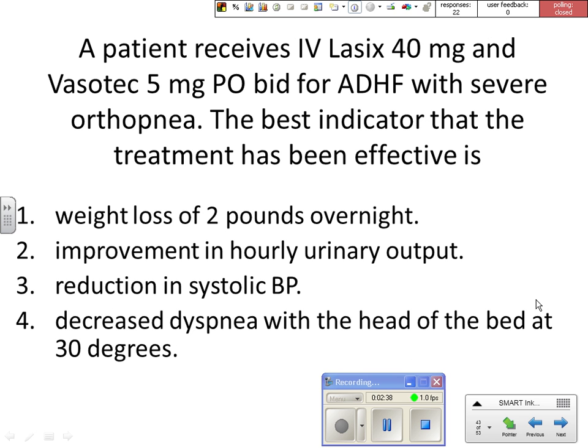Patient receives IV Lasix 40 milligrams and Vasotec 5 milligrams PO BID for ADHF with severe orthopnea. The best indicator the treatment has been effective is weight loss of 2 pounds overnight, improvement in hourly urinary output, reduction in systolic BP, decreased dyspnea with head of bed at 30 degrees.